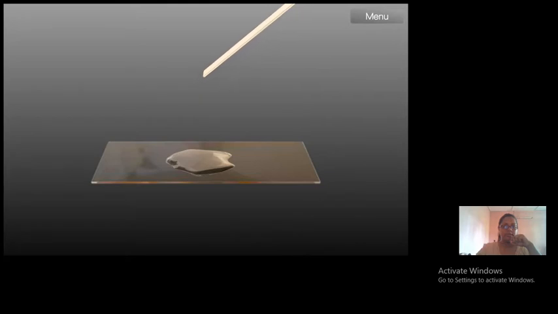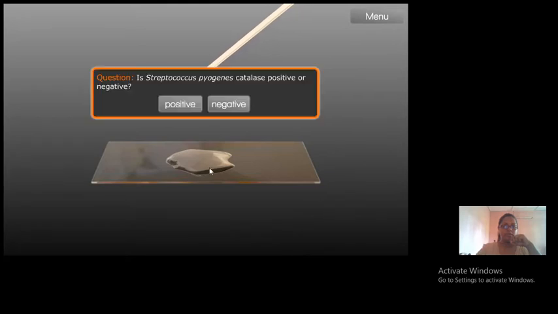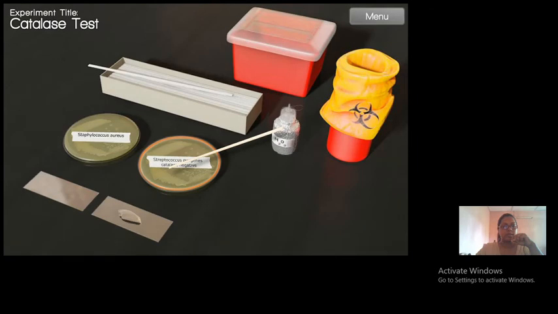So did you see formation of any bubbles? I didn't see any bubble formation. So is Streptococcus pyogenes catalase positive or negative? We had picked up Streptococcus pyogenes on the wooden stick, and after performing the test, I did not see any bubble. So I'm going to call it negative. So catalase negative. This is the stick I used. I'm going to discard it.